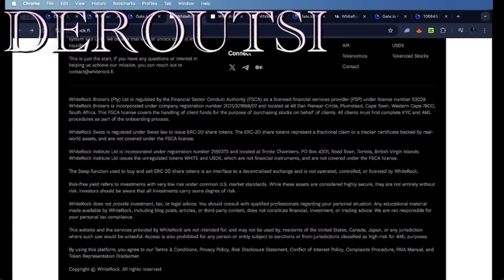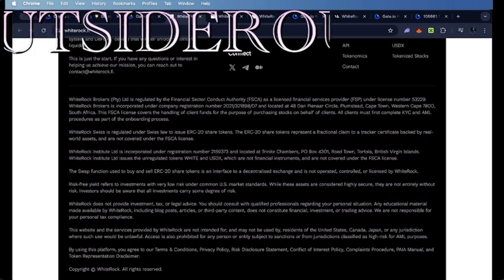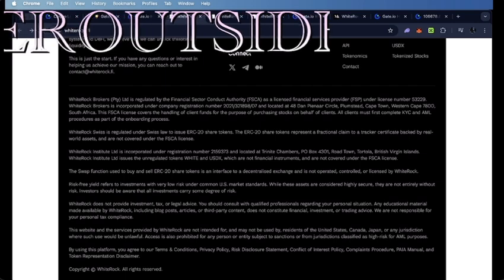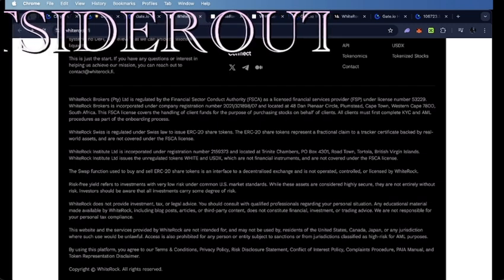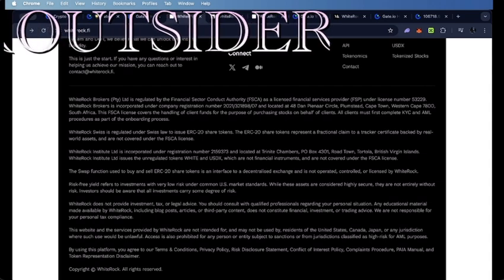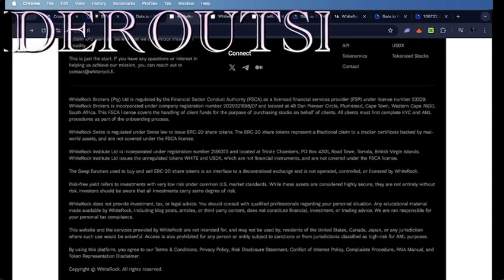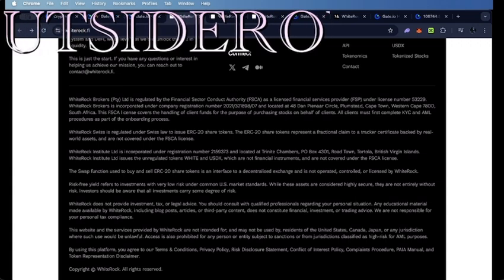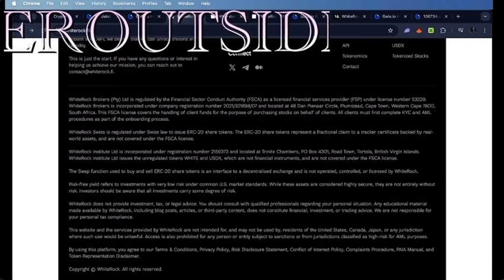And yeah, Whitechart Institute Ltd is incorporated under registration number 2159373 and located at Trinity Chambers, PO Box 4301, Road Town, Tortola, British Virgin Islands. Whitechart Institute Ltd issues the unregulated tokens WHITE and USDX, which are not financial instruments and are not covered under the FSCA license. The swap function used to buy and sell ARC20 share tokens is an interface to a decentralized exchange and is not operated, controlled, or licensed by Whitechart.